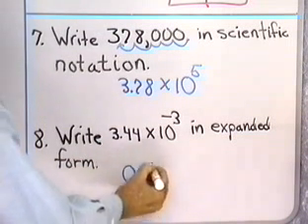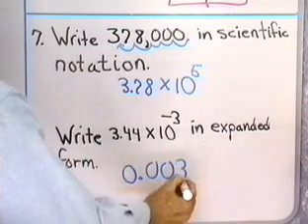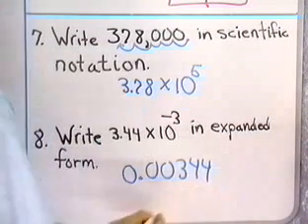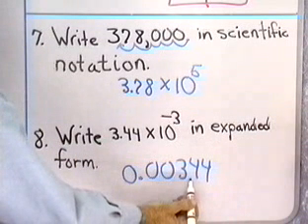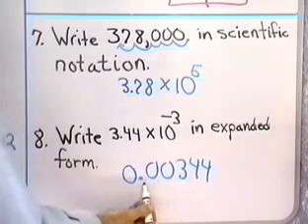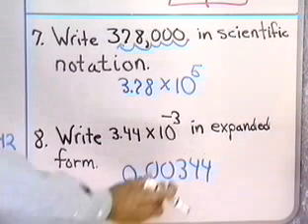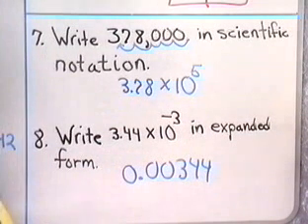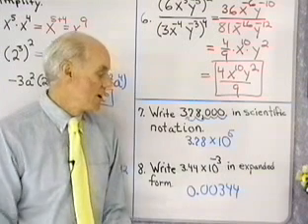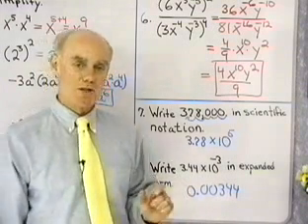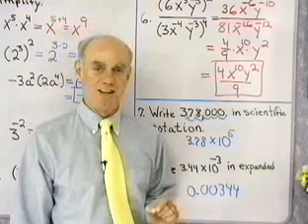So 0.00344. So that means I've taken the decimal point from here and moved it 1, 2, 3 places to the left, which is the same as multiplying this by 10 to the negative 3rd power. So a little introduction to our properties of exponents and a quick look at scientific notation.